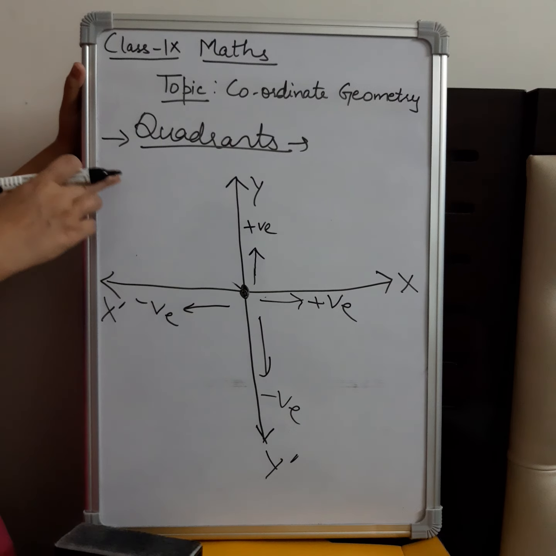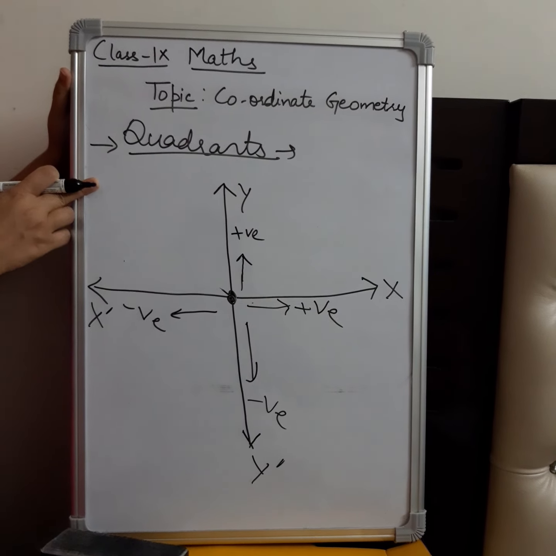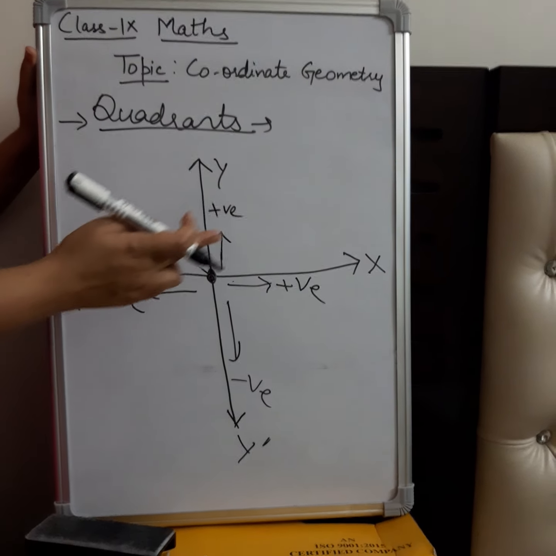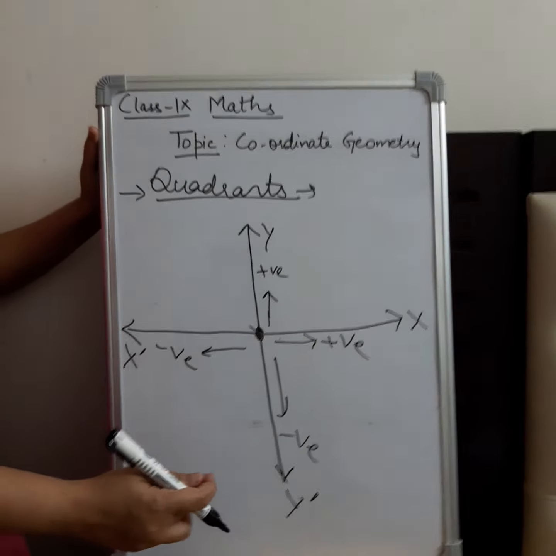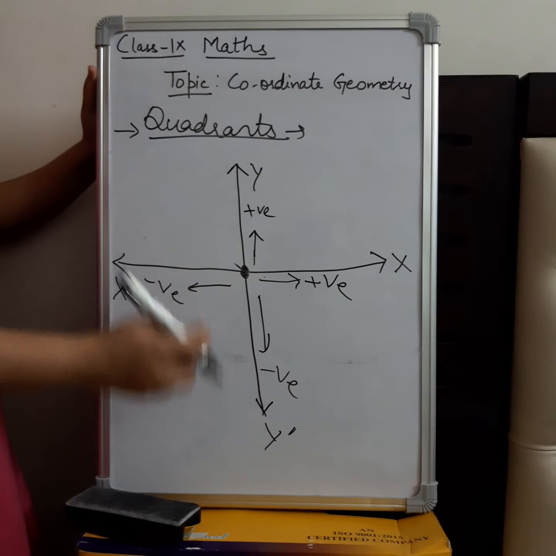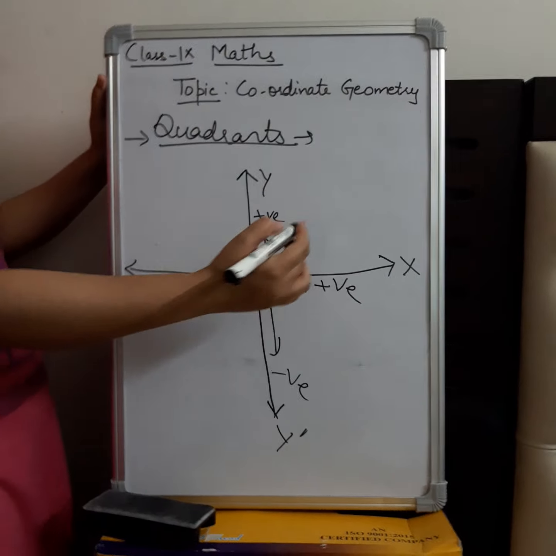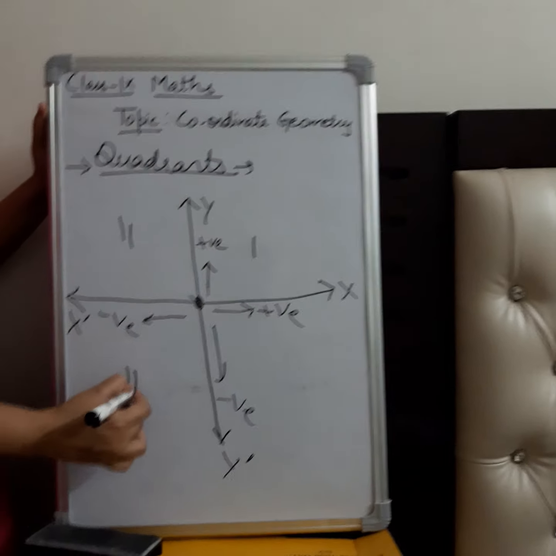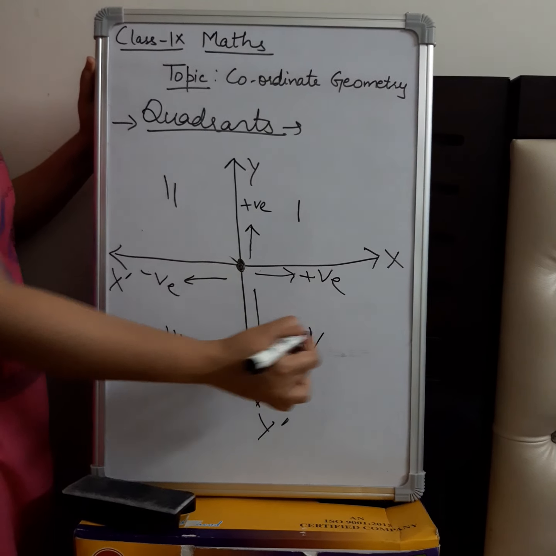Now the next topic is quadrants. As you have seen, the x-axis and y-axis are perpendicular to each other and divide the plane into four parts, 1, 2, 3, 4. So these four are called quadrants. This is the first quadrant, this is second, this is third, and this is fourth.